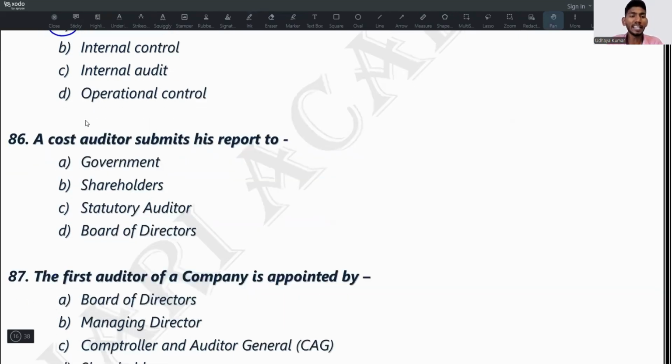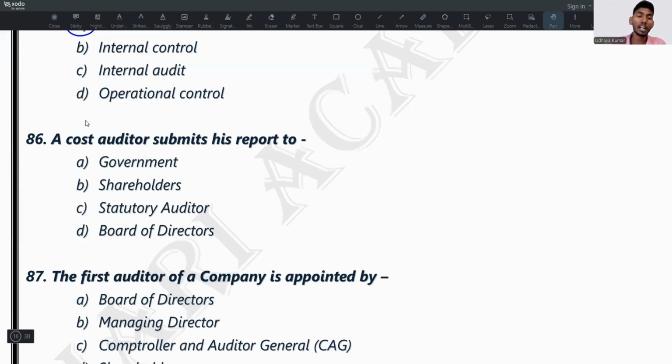So moving to question number 86, a cost auditor submits his report to whom? The board of directors. The cost auditor shall forward his duly signed report to the board of directors of the company within a period of 180 days from the closure of the financial year to which the report relates.